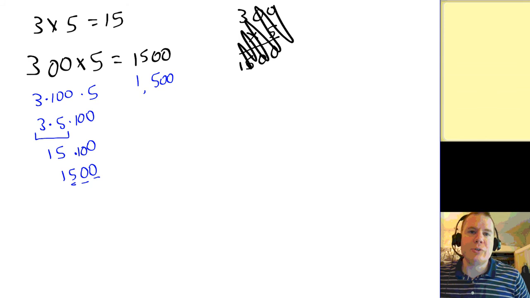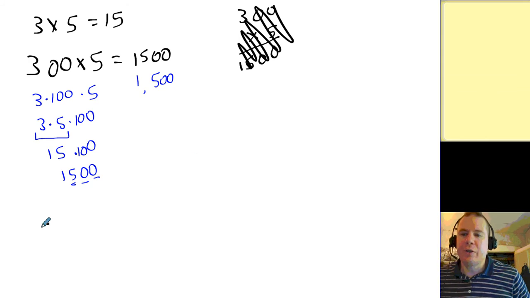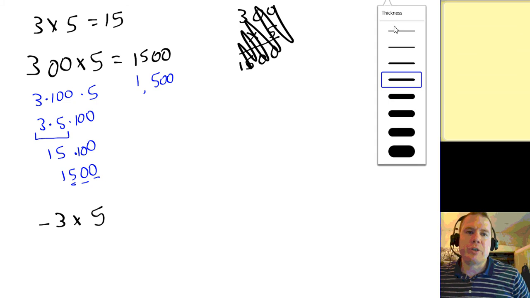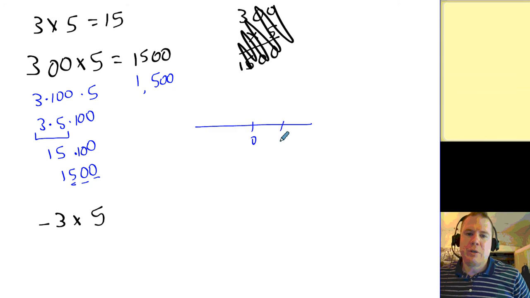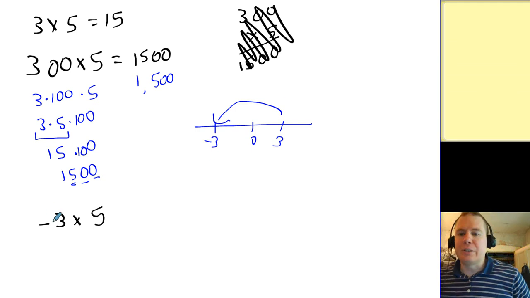So what does this have to do with signed numbers? Well, we really do the same thing when we do -3 times 5. -3 is the opposite of 3. So here's my number line. How do I turn 3 into a -3? Well, I put a dash in front of it, but what operation do I use? I use multiplication. I'm saying -1 times 3 times 5.